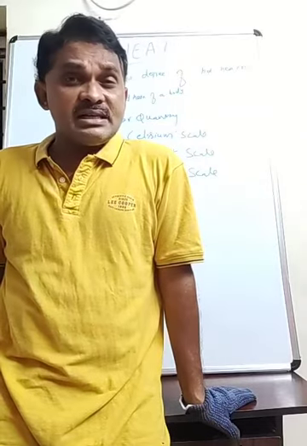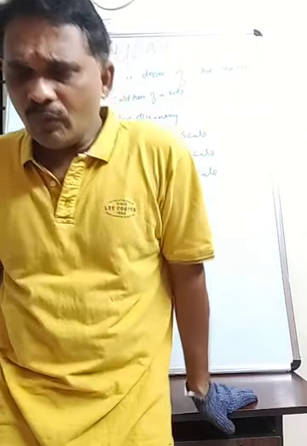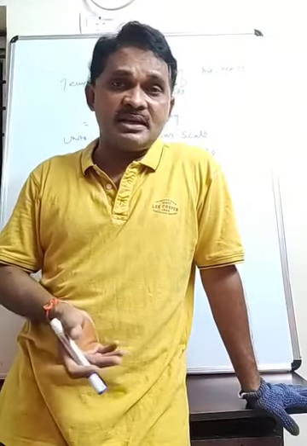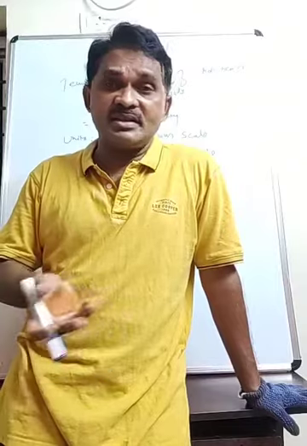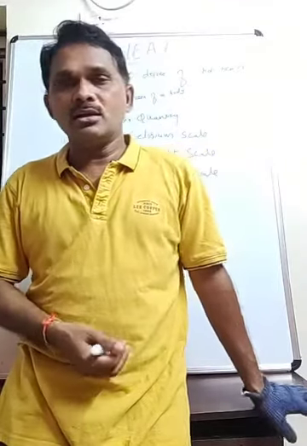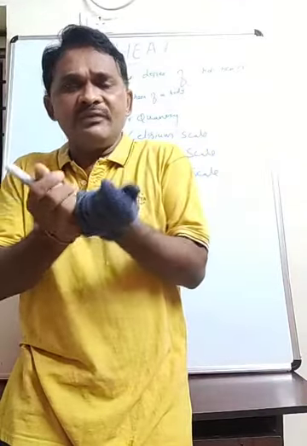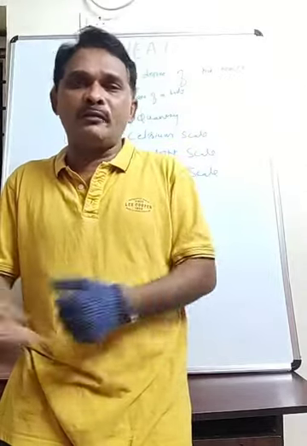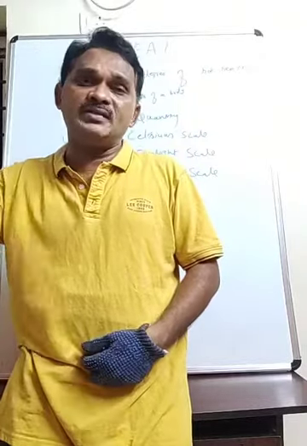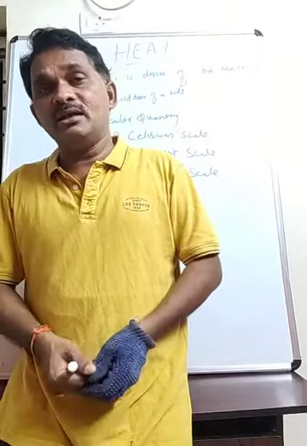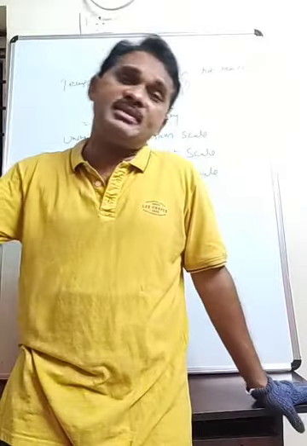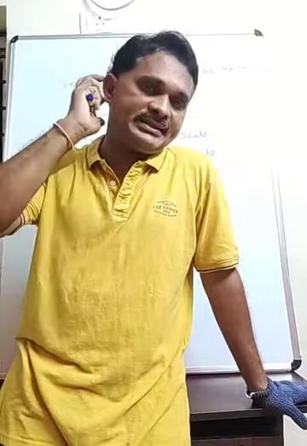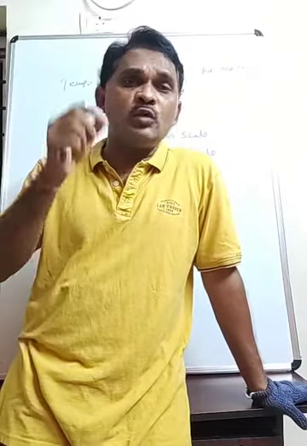So what is the Celsius scale? How do we define a scale? We already know the meter scale, 50 centimeter scale, 30 centimeter scale, like that, different scales. Suppose it is a 15 centimeter scale: the initial point is 0 and the final point is 15. In a 30 centimeter scale, the initial point is 0 and 30 centimeters is the final point. For every scale, there are two fixed points.